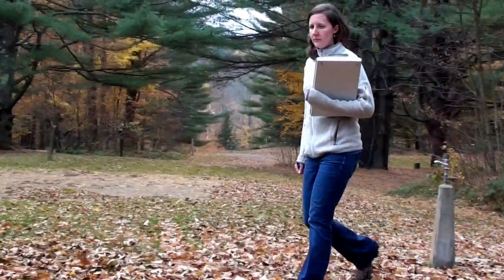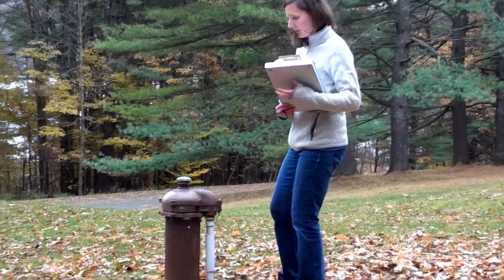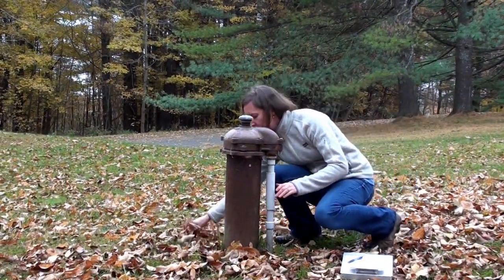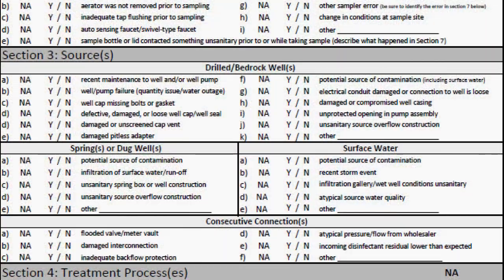At this point, the assessment looks at system infrastructure and equipment and generally follows the flow of water through the system, looking for sanitary defects. Section 3 of the form covers all possible source types. Most systems are groundwater and will focus on the drilled bedrock well portion of the form. Please complete Section 3 for all applicable sources serving the system.